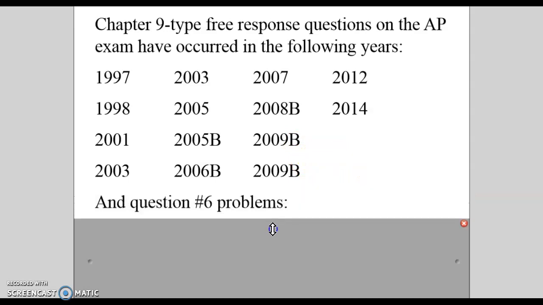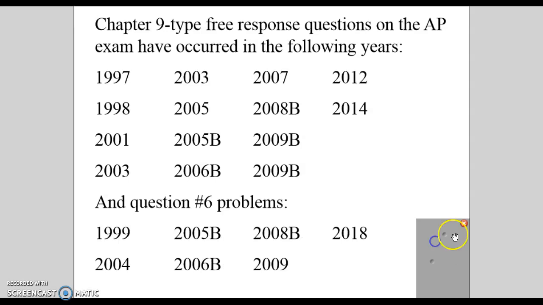And then I've mentioned the Chapter 6 problems. Question number 6 from the AP exam is a little more of an exploratory free response question. And they had problems related to Chapter 9 as question number 6 in the following years. So you can see this is a pretty decent list. Most years there is something related to Chapter 9 on the AP exam.